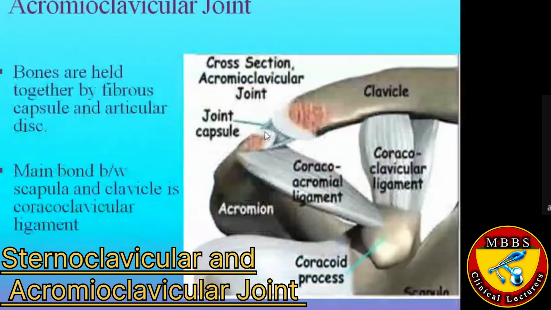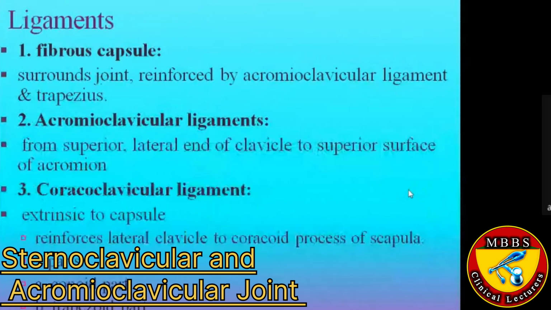Now, if you look at this acromioclavicular joint, it is also held together by a joint capsule, or the fibrous capsule, and there is an articular disc. But in the acromioclavicular joint, the main bond of articulation is not the articular disc. The main bond between the scapula and the clavicle is a ligament which we call the coracoclavicular ligament. So if we recall the first joint which we discussed, the sternoclavicular joint, in that the articular disc was the main bond of union, but in the acromioclavicular joint, the coracoclavicular ligament is the main bond of union.